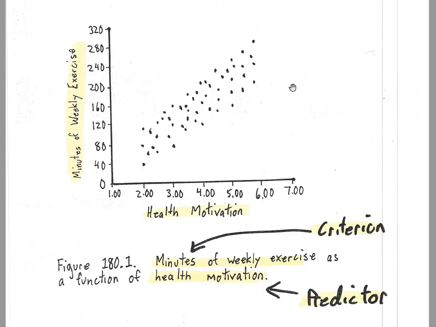Notice there's a trend illustrated here. A little bit later, we'll see we call this trend a positive correlation. There's a trend that as health motivation goes up, minutes of weekly exercise goes up. People that score high on health motivation score high on minutes of exercise. People that score low on health motivation tend to score low on minutes of weekly exercise. We've got a trend here. A little bit later, we'll talk about how we make sense of these trends.